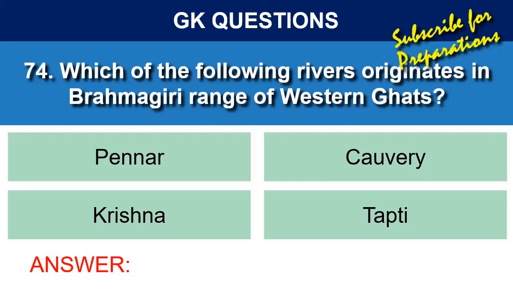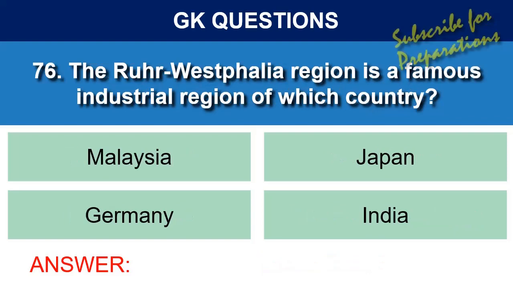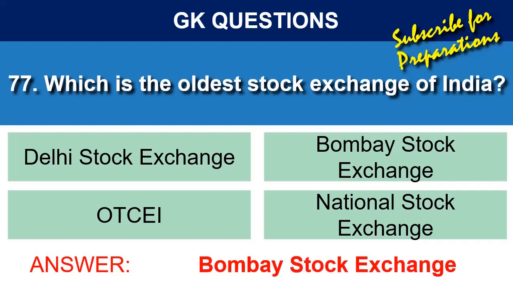Which of the following rivers originates in Brahmagiri range of Western Ghats? Kaveri. Which among the following is not a UNESCO World Heritage Site? Lotus Temple. The Ruhr-Westphalia region is a famous industrial region of which country? Germany. Which is the oldest stock exchange of India? Bombay Stock Exchange.